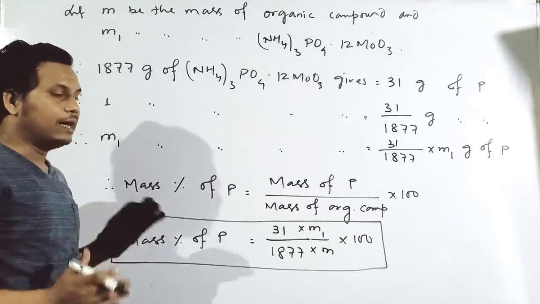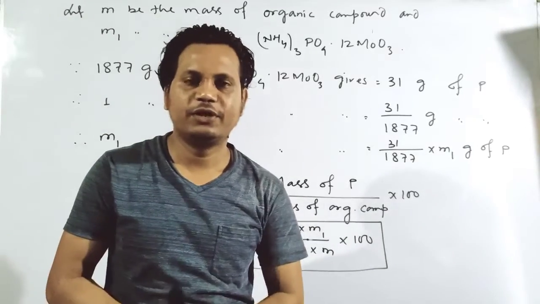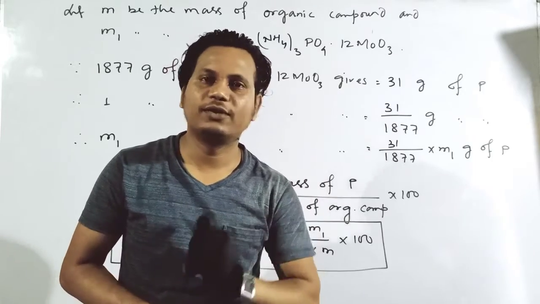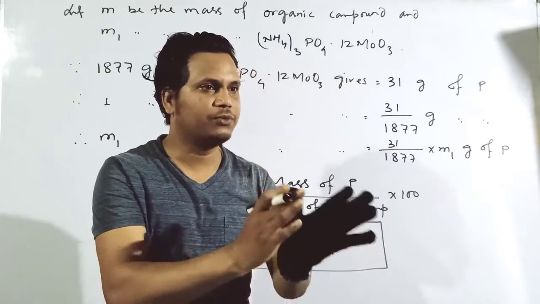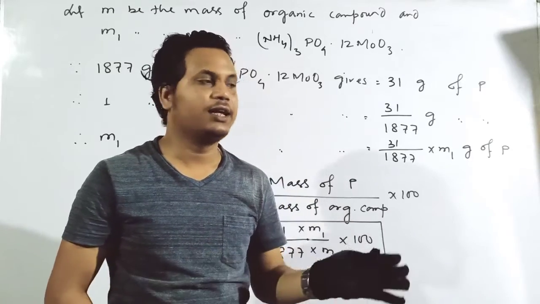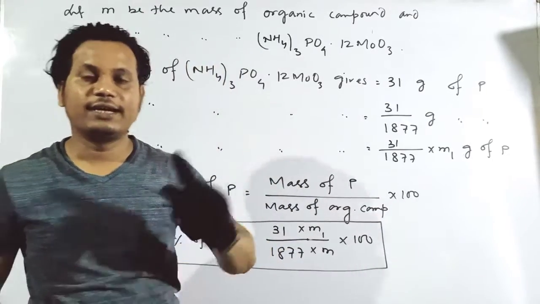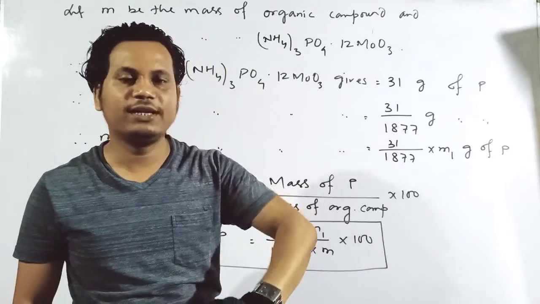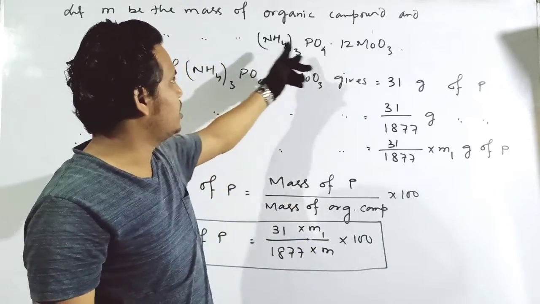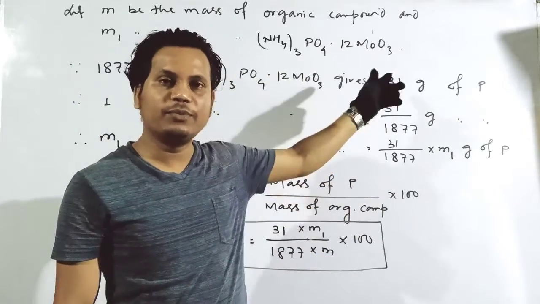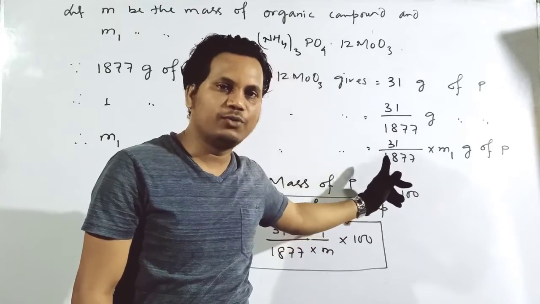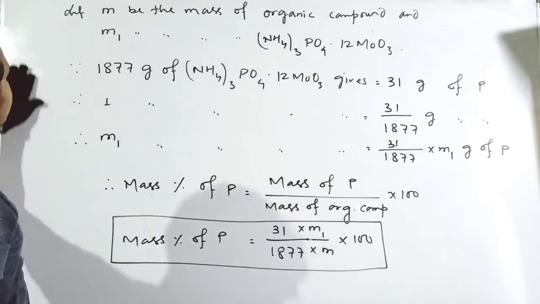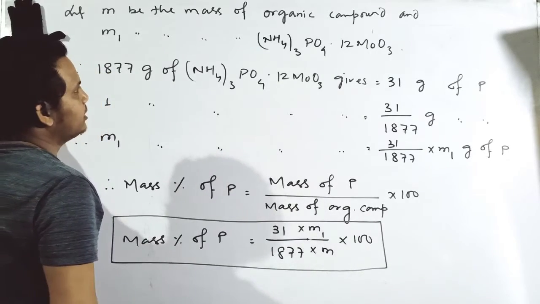Now there is one alternative option. Here we first took the organic compound, treated it with fuming nitric acid to form phosphoric acid. That phosphoric acid is treated with ammonia and ammonium molybdate, converted to ammonium phosphomolybdate, and from this we calculate the mass of phosphorus, then the mass percentage. One alternative option is there, so let us check what it is.